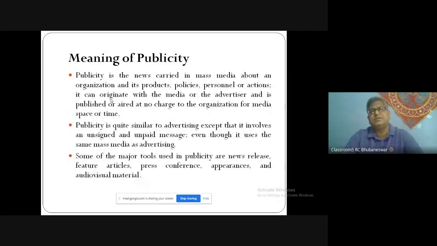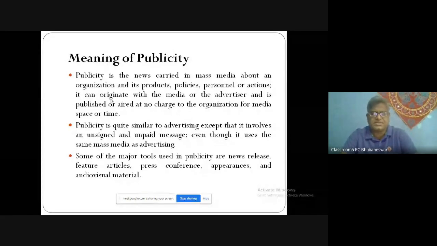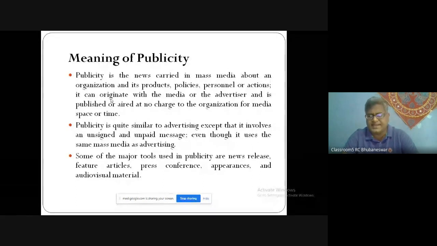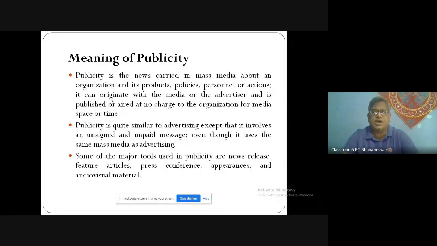Now the topic is publicity. The question is, what is publicity? Publicity means you publicize your product, your policies, your follow-up actions or personnel, and that can be through different media of the advertiser, or the media can publish it at no charge to the organization, in media space or time. That is called publicity. And sometimes publicity can be done through news releases, news clippings, feature articles, press conferences, appearances, and audio-visual material through which you can publicize your product.